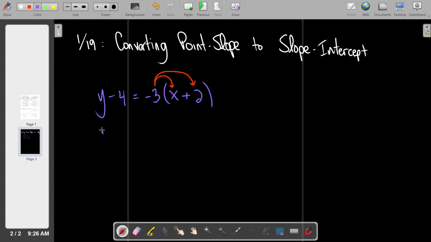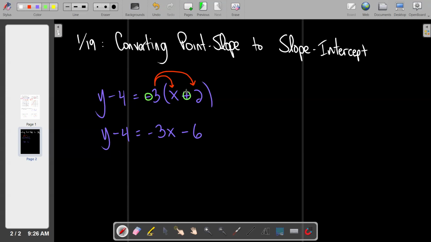If we do that, the left side still says y minus 4 equals. What is the right side going to be? You've been distributing all year and last year. What's that? It's going to say negative 3x, and what else? Minus 6. Good basic math there. Good job with your negative. Good observation that when you distribute a negative number, it changes the sign of everything that it touches, right? So our plus 2 becomes a minus 6.